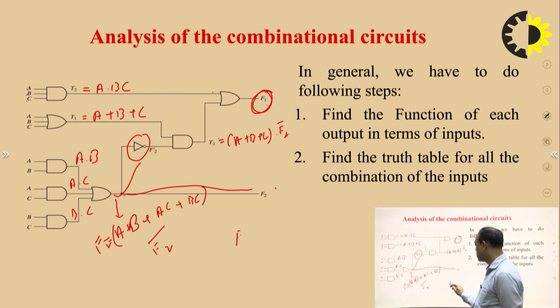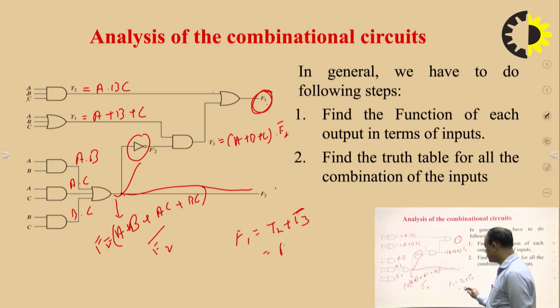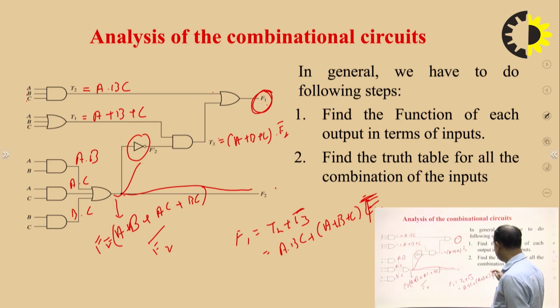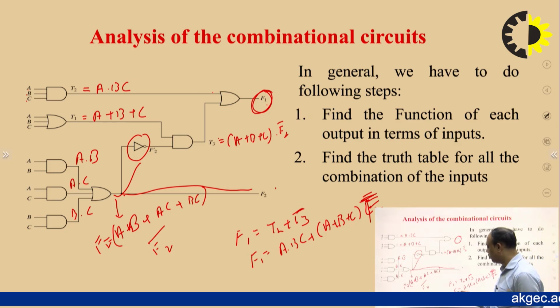F1 is the combination of T2 plus T3. Your T2 is A dot B dot C, and T3 is A plus B plus C in multiplication with F2 bar. So, in this way we can find the output functions F1 and F2.